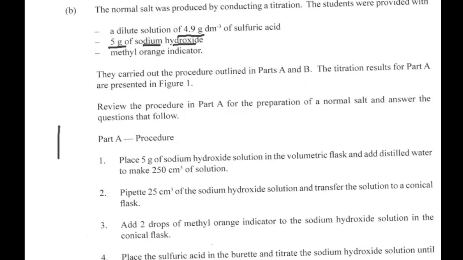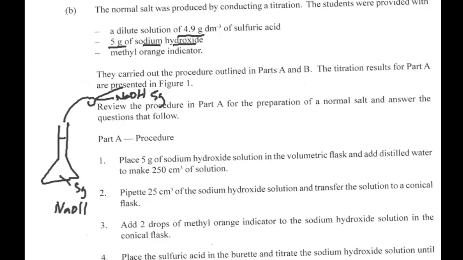So this is our 250 volumetric flask. We're putting 5 grams. So we would have weighed 5 grams of NaOH, and we're putting that there, and then we're adding distilled water to make up to the mark. After we've done that, we'd have 5 grams of NaOH in 250 cm³ of water.